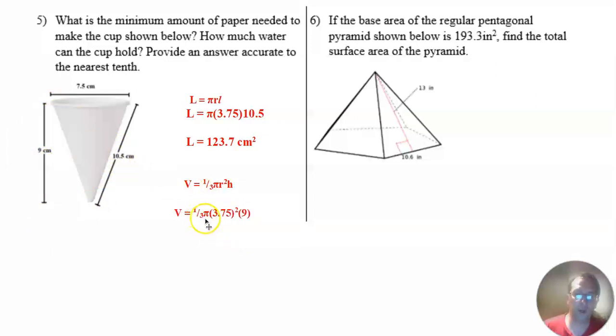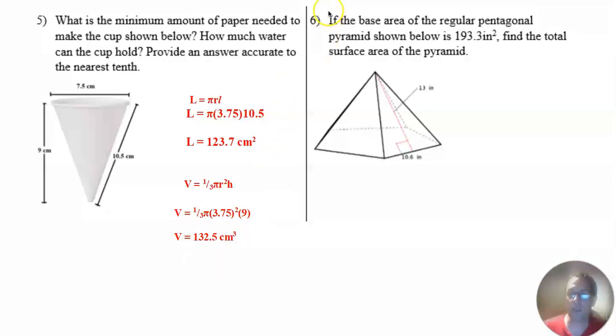And so we have 1/3 times pi times 3.75 squared. Do not forget that square, times 9, which is approximately 132.5 cubic centimeters. Cubic centimeters because this is volume.